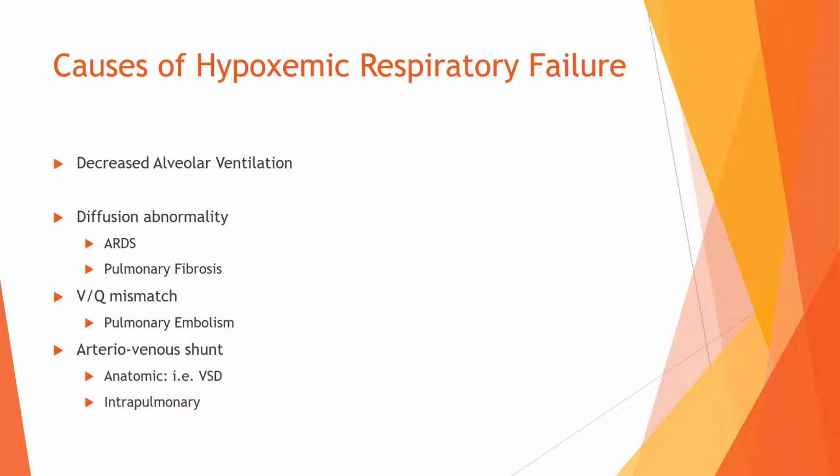Next, we'll talk about hypoxemic respiratory failure. This is anything that leads to a decrease in alveolar ventilation. You can have diffusion abnormalities, such as ARDS or pulmonary fibrosis. You can have a ventilation perfusion mismatch, such as in pulmonary embolism or even pneumonias. And you can have an AV shunt, such as an anatomic ventricular septal defect or an intrapulmonary arteriovenous shunt.